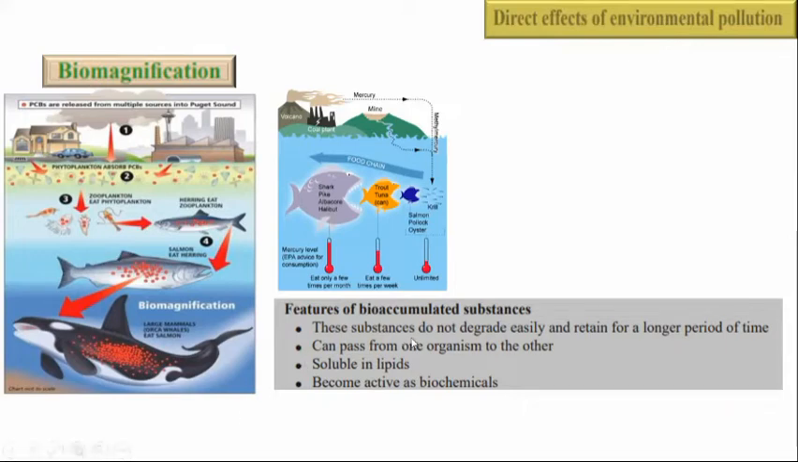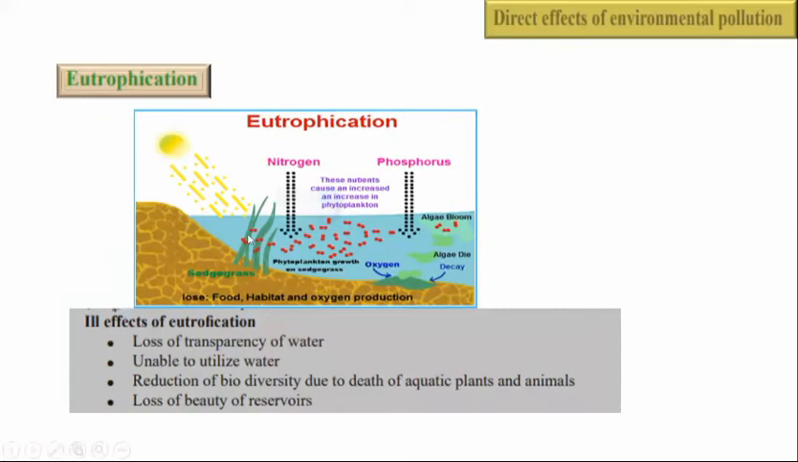Right? So these substances do not degrade easily. When you see the features of these substances, they are not easily degradable. Then they stay for a long period, and they can pass from one organism to another. They are also soluble in lipids and become active as biochemicals. Right? Then the next direct effect is eutrophication. This is because of the increased concentration of nitrate and phosphate ions. When the nitrate and phosphate ions increase, they cause eutrophication.